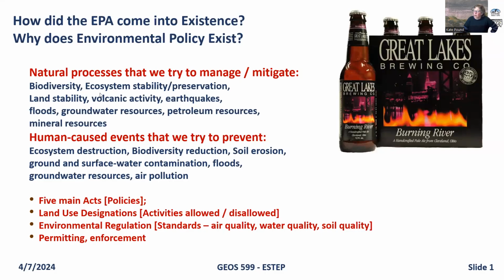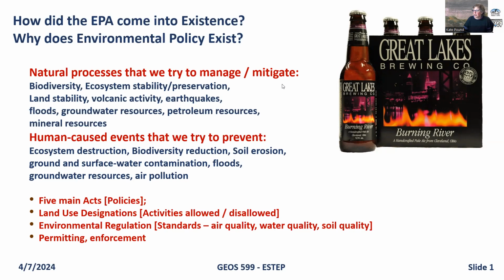Okay, so the first thing you may notice is right here. Why have I got Great Lakes Brewing Company Burning River beer up here? We'll get to see that shortly. So big question, first of all, is how did the EPA come into existence? Or maybe you could phrase that, why does environmental policy exist? And really, there's two main drivers here.